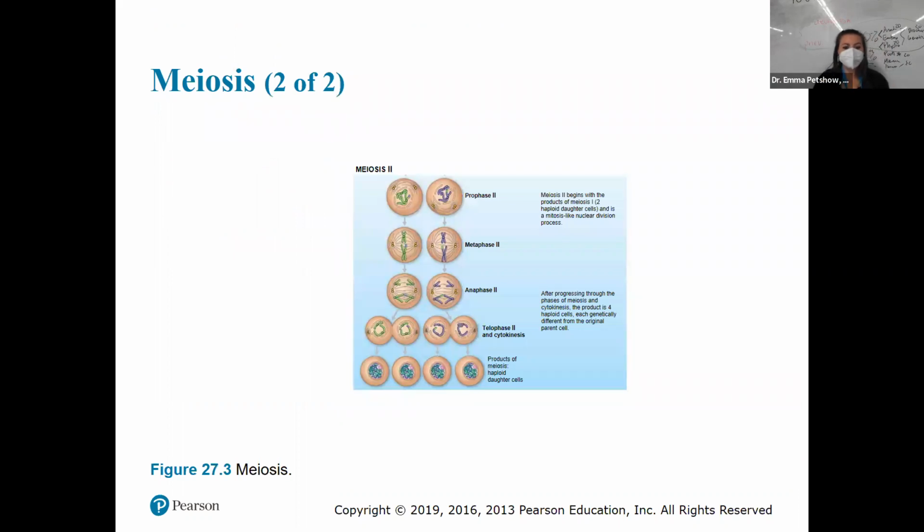Mitosis 2, or meiosis 2, looks very similar. We have the same phases here. We have 2 separate cells undergoing these same phases. We have prophase again, metaphase, anaphase, and then telophase with cytokinesis. The key with meiosis is it's 2 cellular divisions, only 1 DNA replication. That's how this process works.